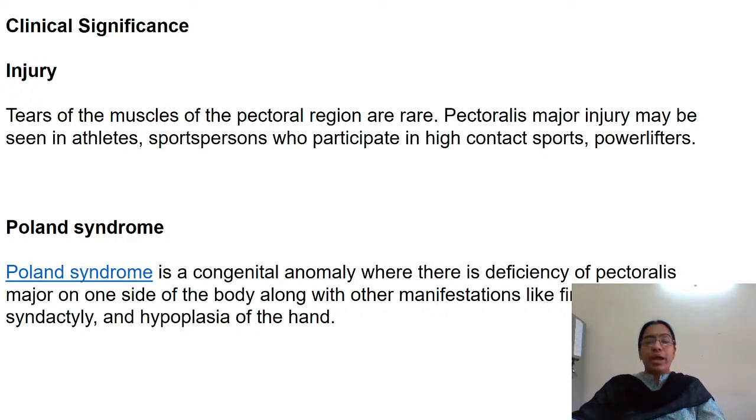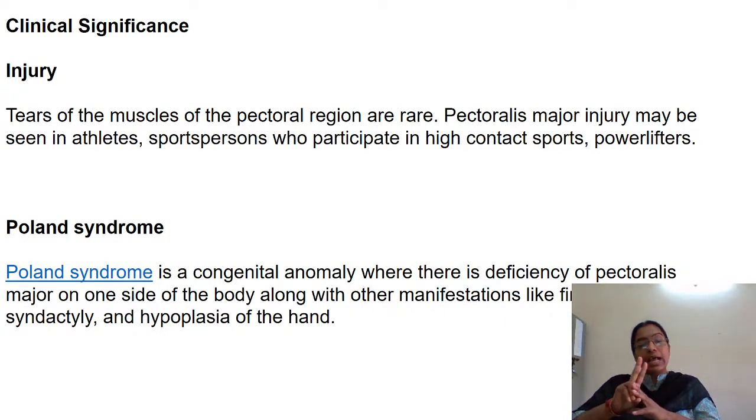One more condition that you have to know here is Poland syndrome. What is this? It is a congenital anomaly where there is deficiency of pectoralis major muscle. So one side of the body, the pectoralis major has not been developed, other side it is present. If it is absent, what are the manifestations? You can see the shortening of the fingers. The fingers are very short.